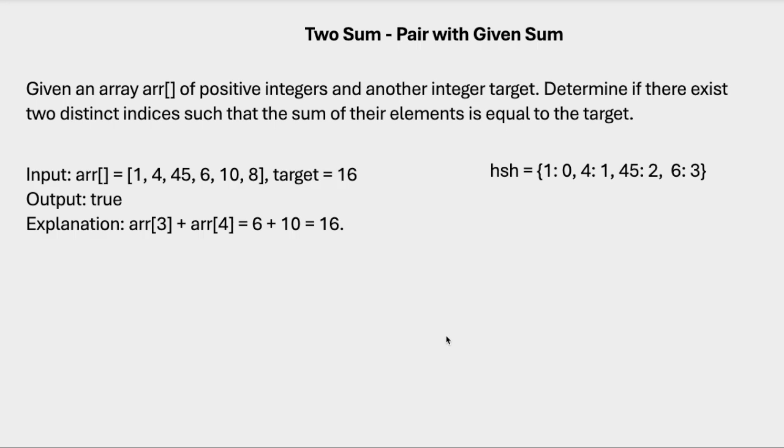But this is the optimal solution for this particular problem: order of n time complexity and order of n space complexity as well, right? So that's it. Now maybe let's see the code for this particular solution. All right, so now let's write the code for the solution that we just discussed.